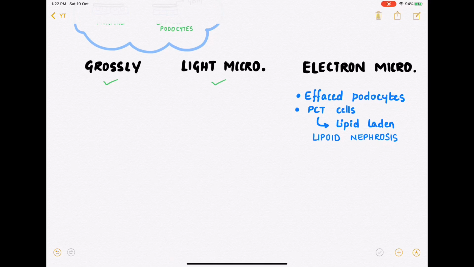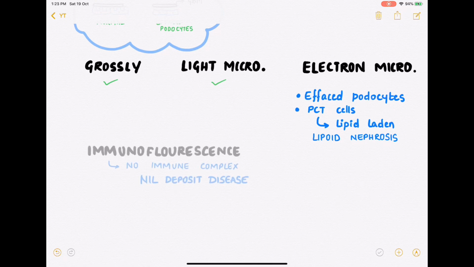But under electron microscope, you can see the effaced podocytes, and also you can see that the proximal tubular cells are lipid laden. And this can be given the term lipoid nephrosis. In a few conditions, this lipoid nephrosis could be apparent even under light microscope. And immunofluorescence shows that there are no immune complexes, and that is why it can also be called as nil deposit disease.